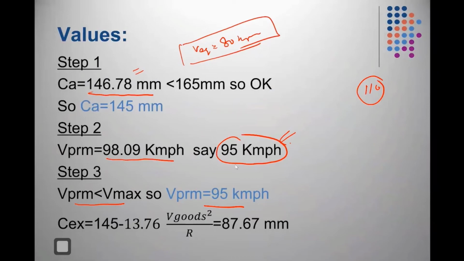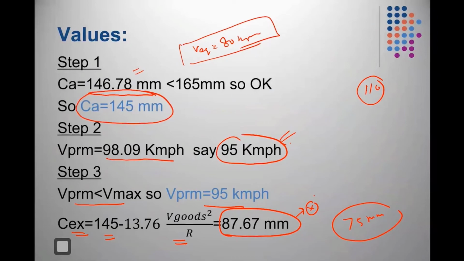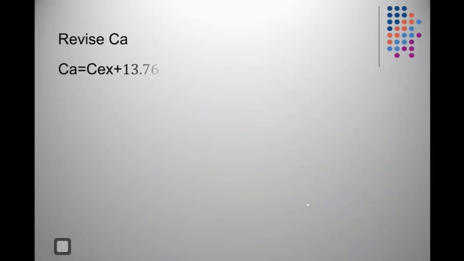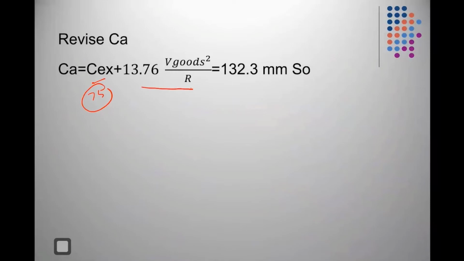After that you will check cant excess. You checked cant excess for the cant you provided, according to goods trains. This comes as 87.67 for this speed, even for the cant you have provided. So even this is not meeting the requirement. How much was permitted? 75 millimeter was permitted. So you will have to revise this cant of 145. The cant you provided according to equilibrium, for goods this needs to be revised, and this revised cant is going to be your cant excess, which is maximum permitted 75 plus cant required for goods, and this comes as 132.3. So normally I am going to provide a cant of say 130 millimeter.